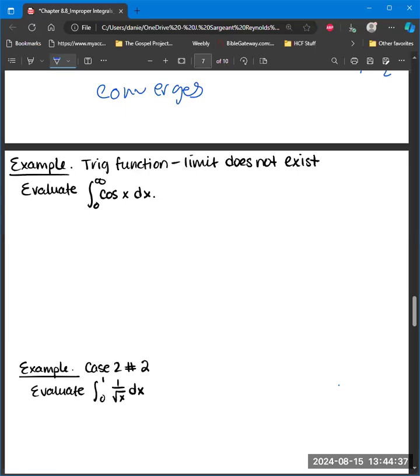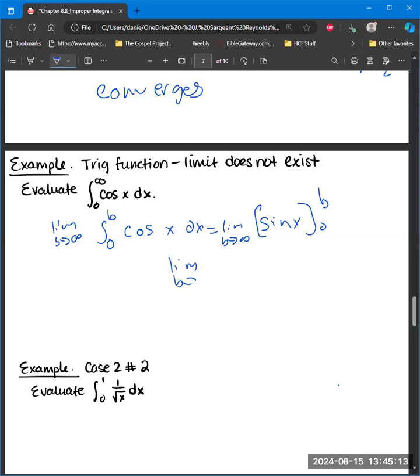Now let's think of a trig function where it has an infinite limit here. So we want the limit as b goes to infinity of the integral from 0 to b of cosine of x dx. We're going to say that that's equal to sine of x, as b goes to infinity, sine of x evaluated from 0 to b. The limit as b goes to infinity of sine of b minus sine of 0.